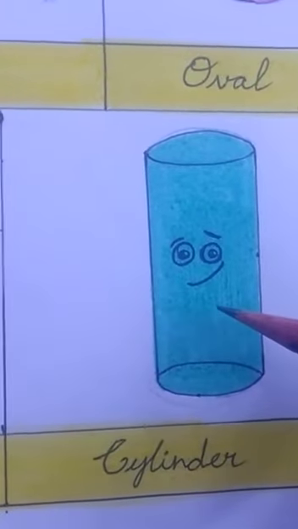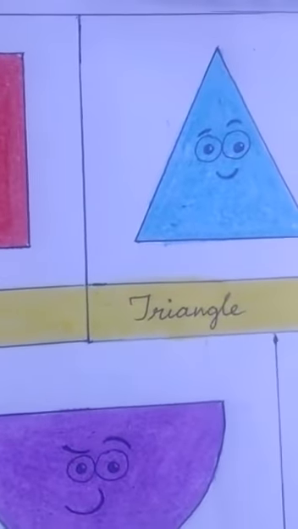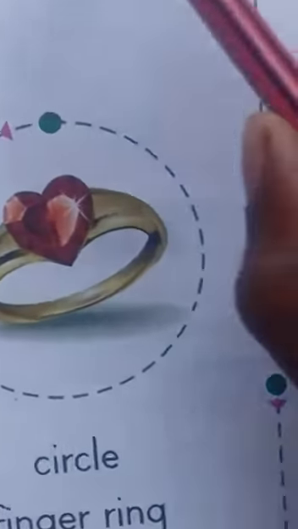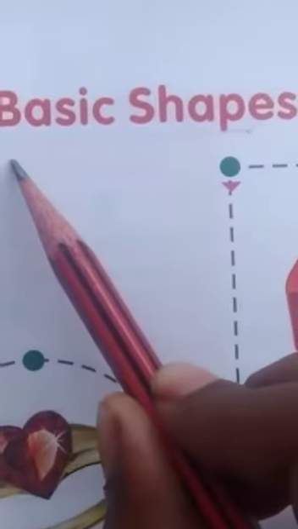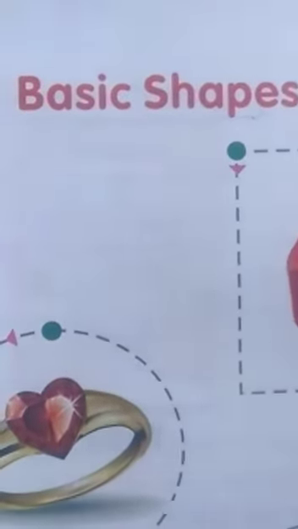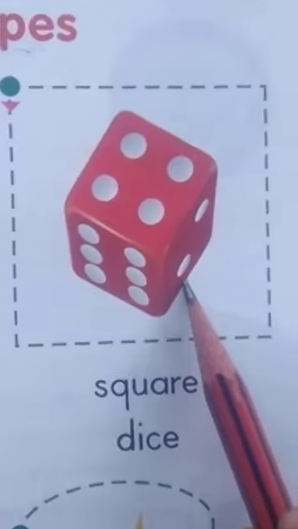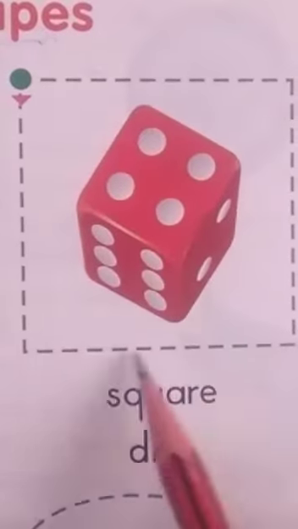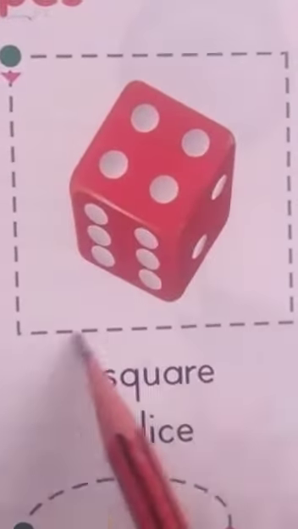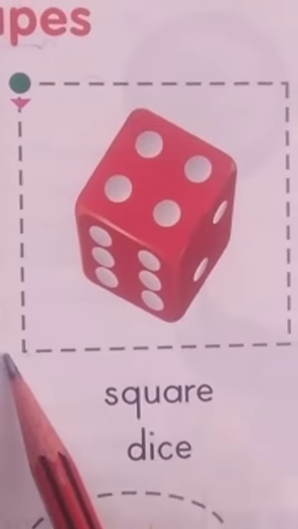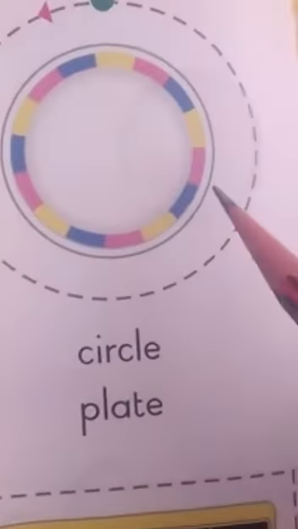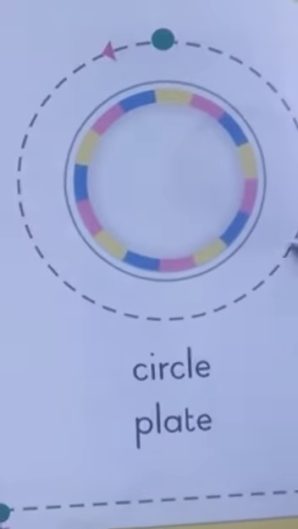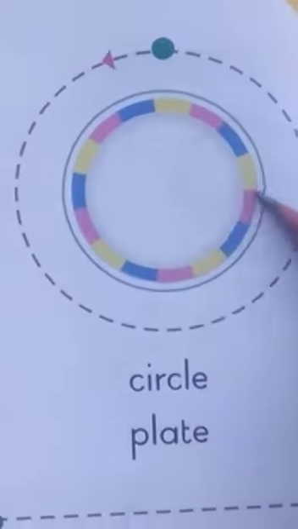Yes, children. Now, let's see some examples in our book for shapes. Look at this, children. Basic shapes. Square dice. This is a dice. This dice is in square shape. Next is circle. Circle plate. The shape is circle.